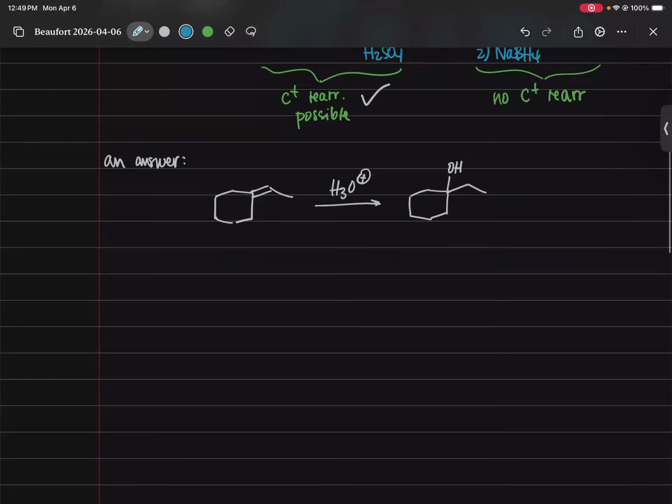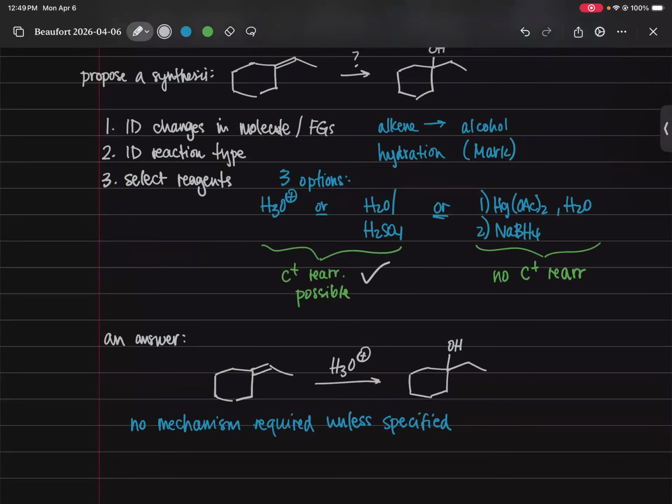One thing I should mention is that for these kinds of problems, you do not need to draw the mechanism unless I specifically say design a synthesis and draw the mechanism of every single step, which would be a lot to do for one question.